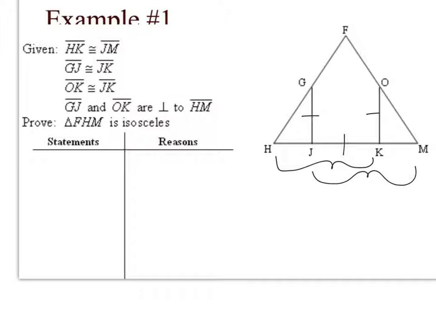But if we want to link GJ and OK together, we can use transitive property. Substitution works too. I'm going to do trans. All right. Next we got GJ and OK are perpendicular to HM. What does that tell us? Oh, we got some right angles going on, but we do need to say that in the proof as well. I want to prove that FHM is isosceles. Well, in order to prove an isosceles triangle, what do I need? I need 2 congruent sides, then I can get isosceles.